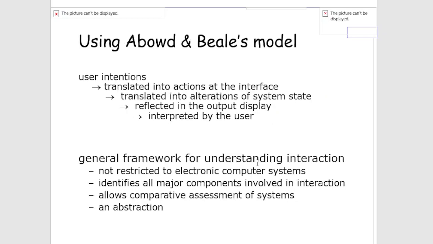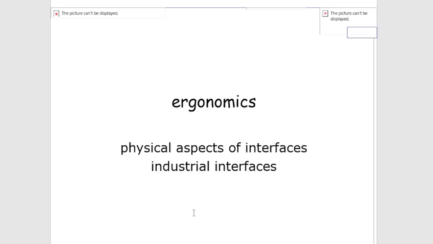So according to Abowd and Beale's model, the user's intentions are translated into actions at the interface, translated into alterations of the system state, reflected in the output display, and then interpreted by the user. This general framework for understanding interaction is not restricted to electronic computer systems. Yes, we have different kinds of systems. The framework identifies all major components involved in interaction, allows comparative assessment of systems, and allows us an abstraction.